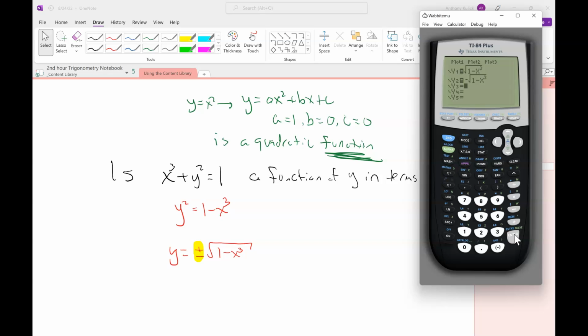Any questions about the buttons I pressed here? We're all okay? All right. We can just hit graph now since we did Zoom Standard last time. The window stays the same. So there's our graph, not a function.